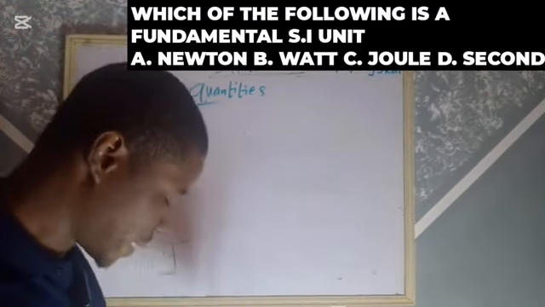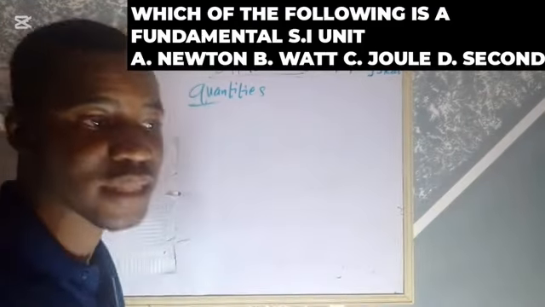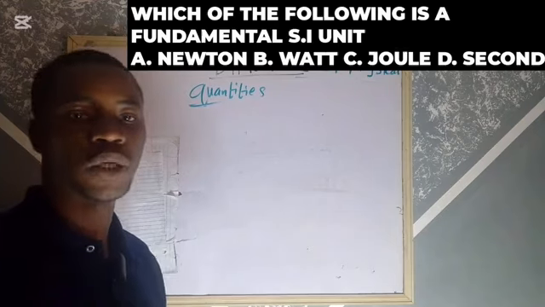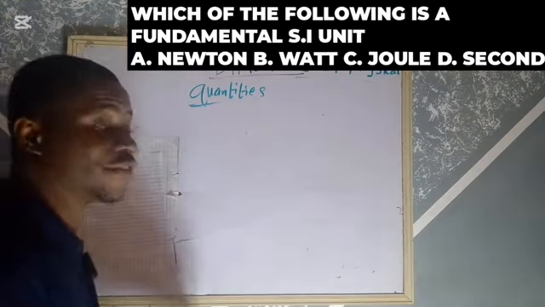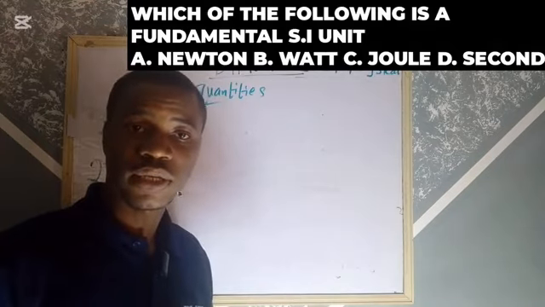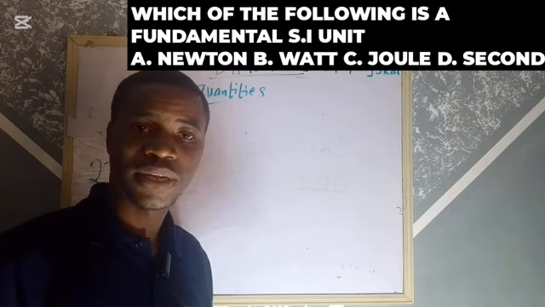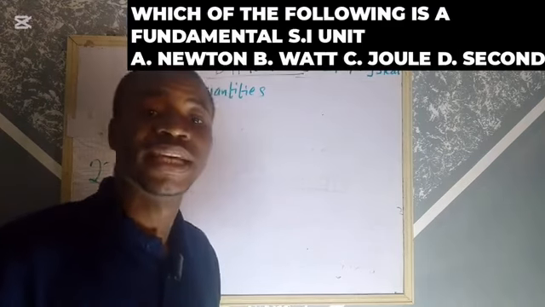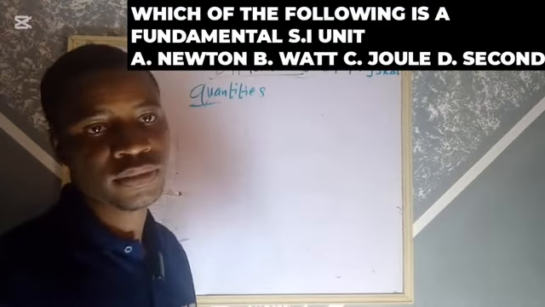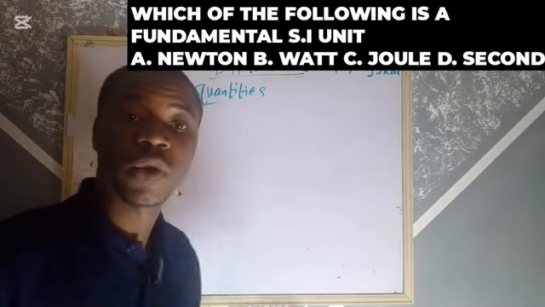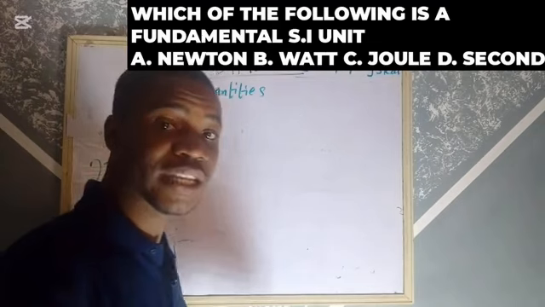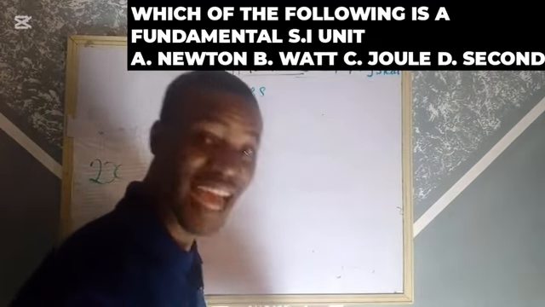Another thing is watt. Remember, watt is the unit of power, and power is a derived quantity. What is the formula for power? In fact, any quantity that has its own formula is not a fundamental quantity, and it also means that it cannot have a fundamental unit. Every fundamental quantity has its own fundamental unit, and every derived quantity has its own derived unit.